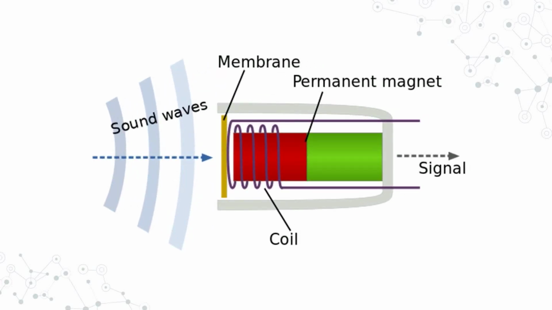In the context of dynamic microphones, an integral setup involves the utilization of both a permanent magnet and a coil. The amalgamation effectively facilitates the transformation of sound vibration into corresponding electrical signals.